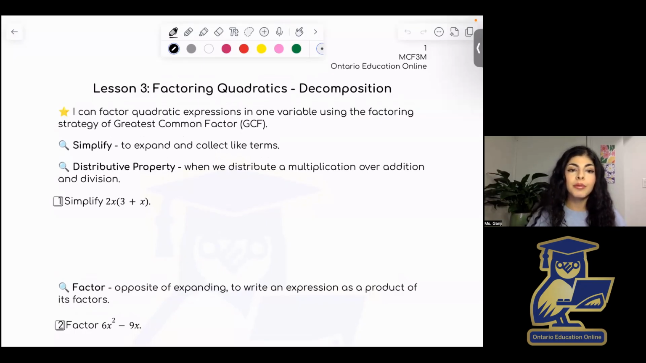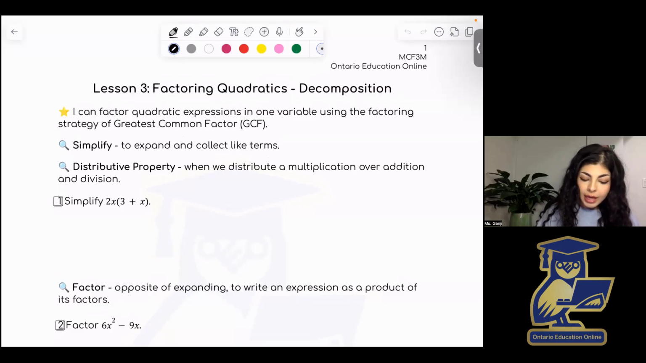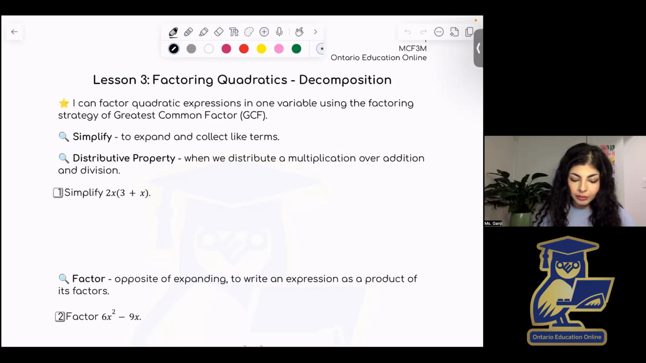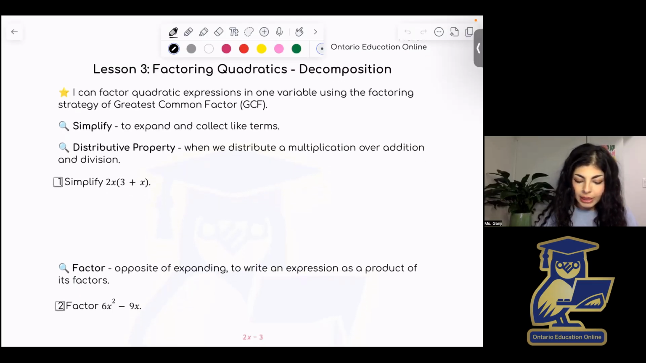When you're asked to simplify an expression, we want you to expand it and collect like terms as much as you can. We will also be using the distributive property. So if you recall, that pretty much looks like when we have a term multiplied by a bracket, we have to distribute that term by multiplication through the bracket. So let's look at this first example, and that should make a little bit more sense.